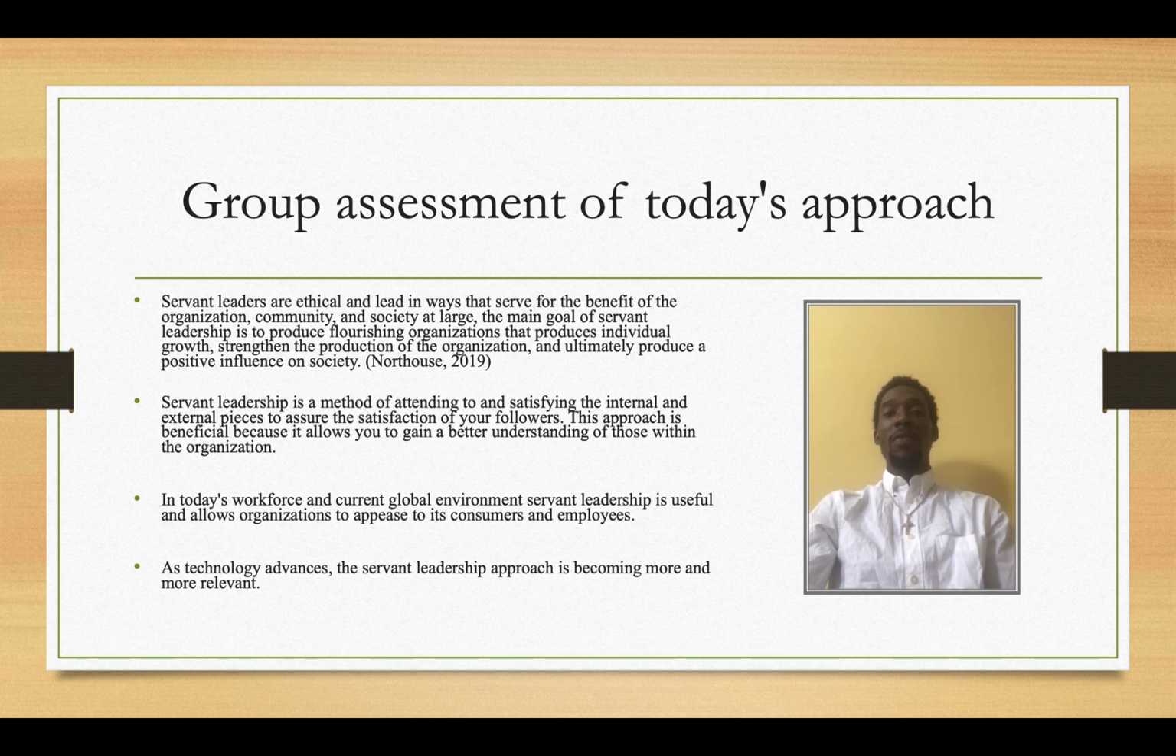It allows the opinion of others that are directly or indirectly associated with an organization to be heard. Servant leadership approach leads with ethics, which I believe makes it highly beneficial for the success of the organization.